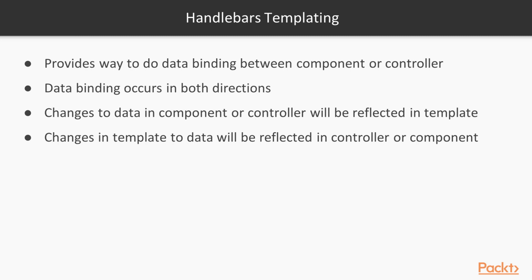Ember.js uses the Handlebars templating library. This library provides you with a way to do data binding between the component or controller, also known as a context, and the template. This data binding occurs in both directions. In other words, changes to the data in the component or controller will be reflected in the template. Changes in the template to the data will be reflected in the controller or component.